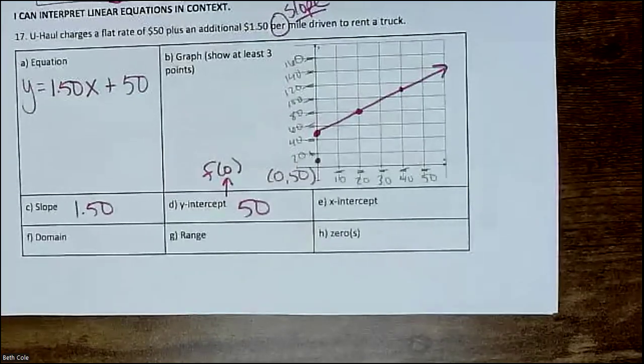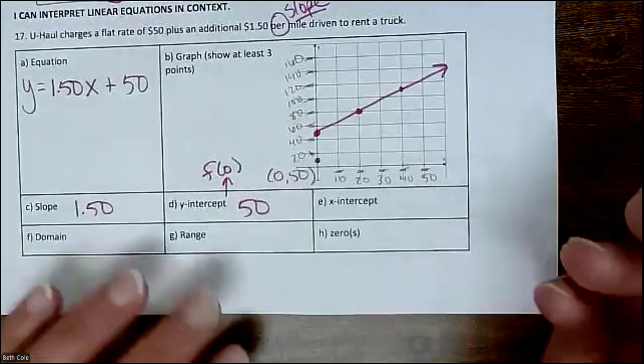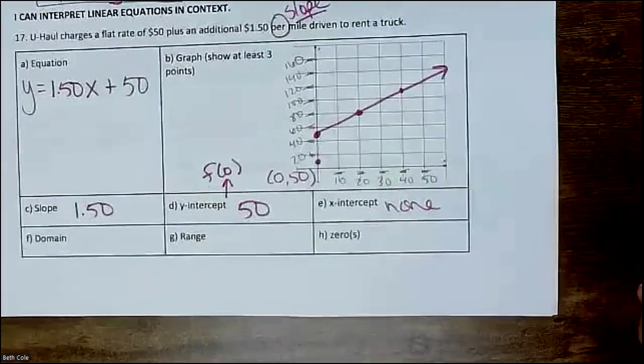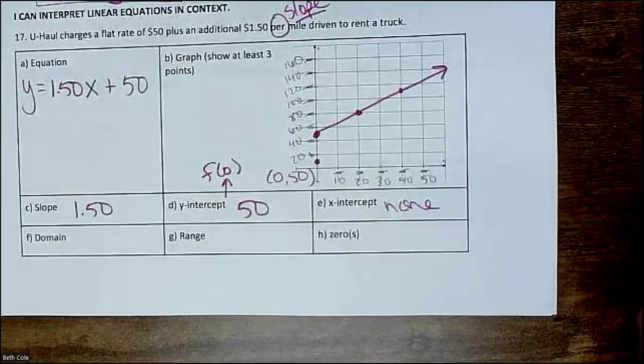All right, the x-intercept. This is your x-axis. Does this graph touch the x-axis? No, so none. Is none an acceptable answer? Yeah, it just doesn't touch. Are you guys focusing with me back there?